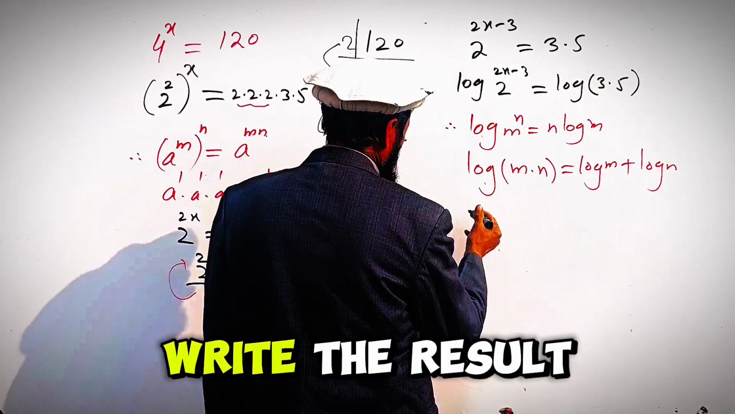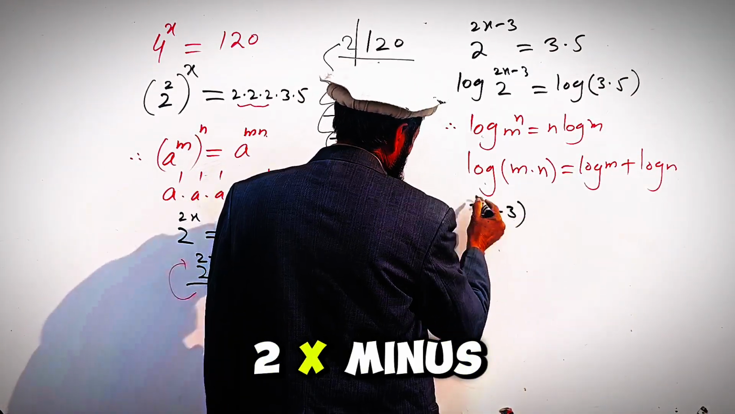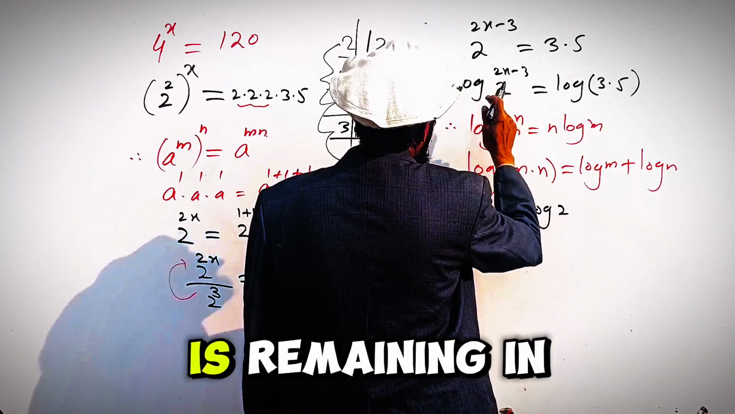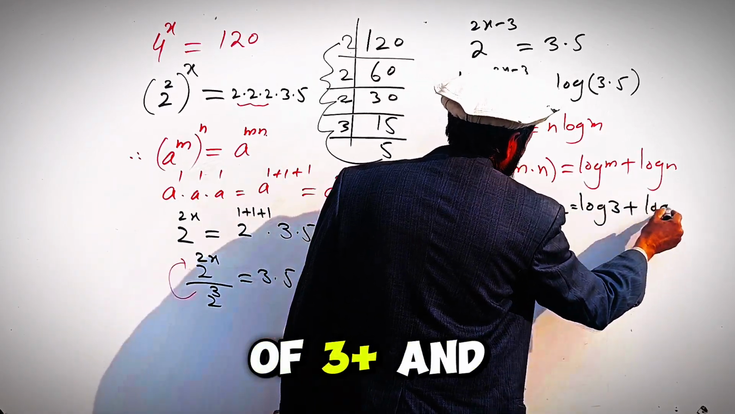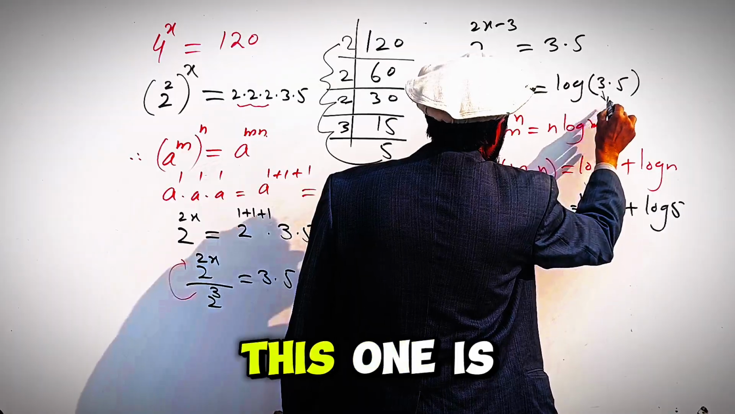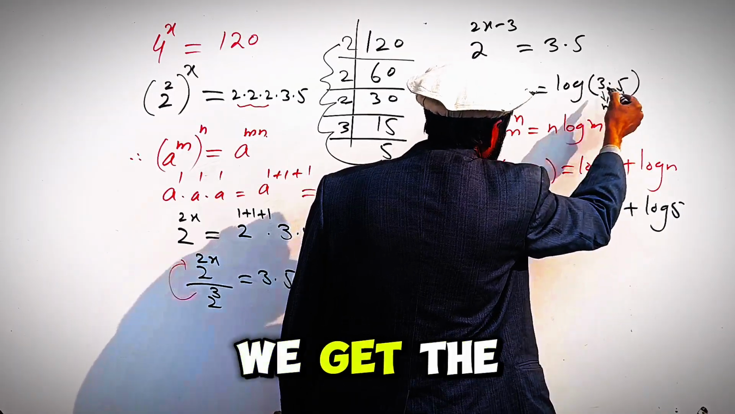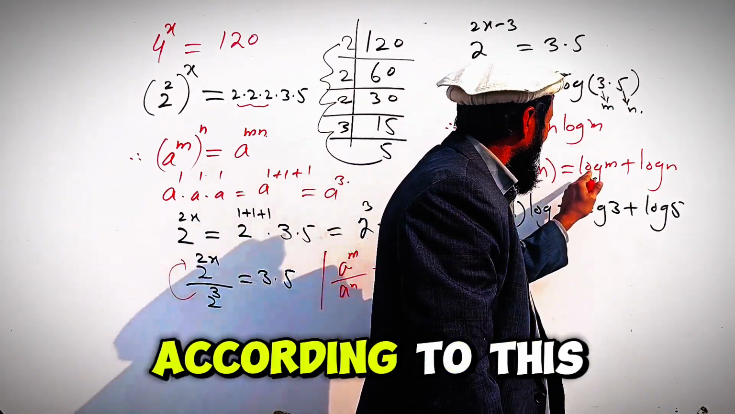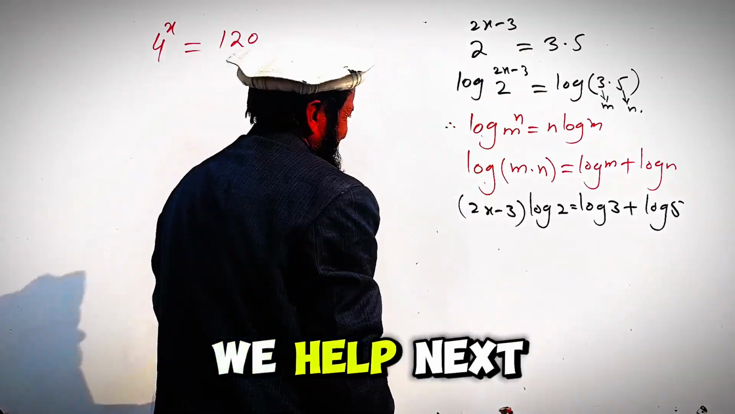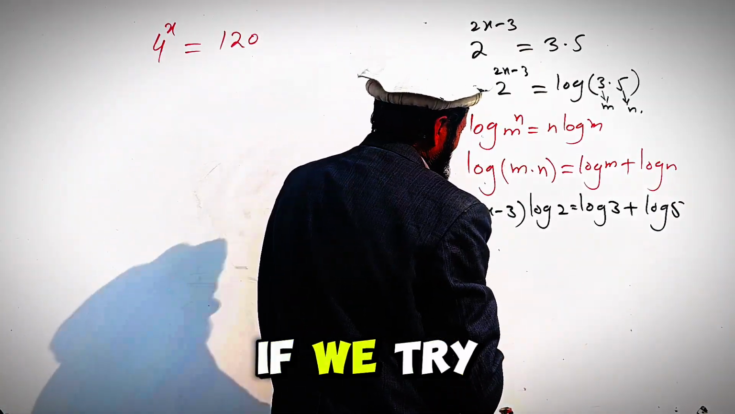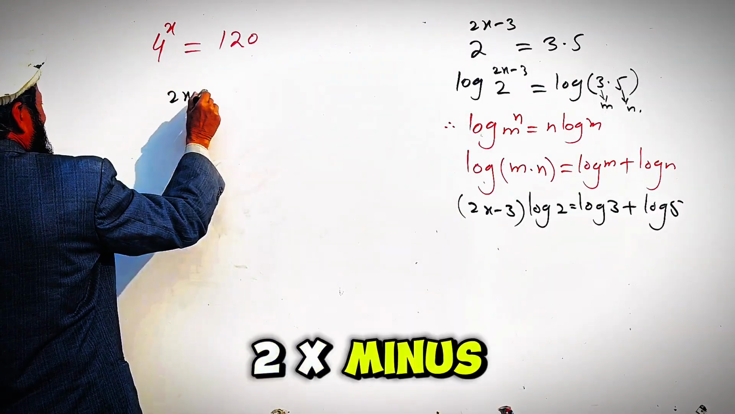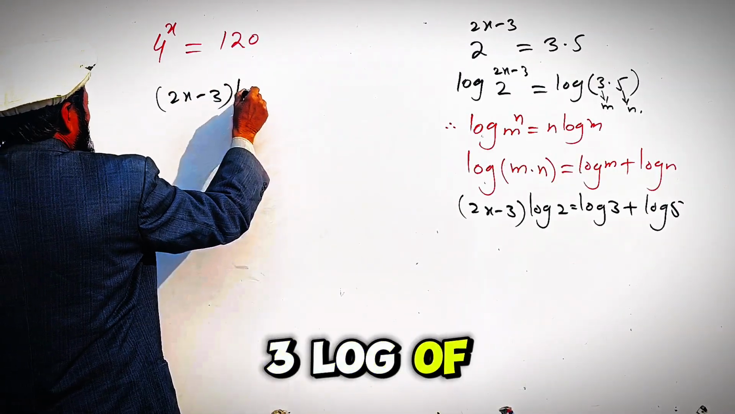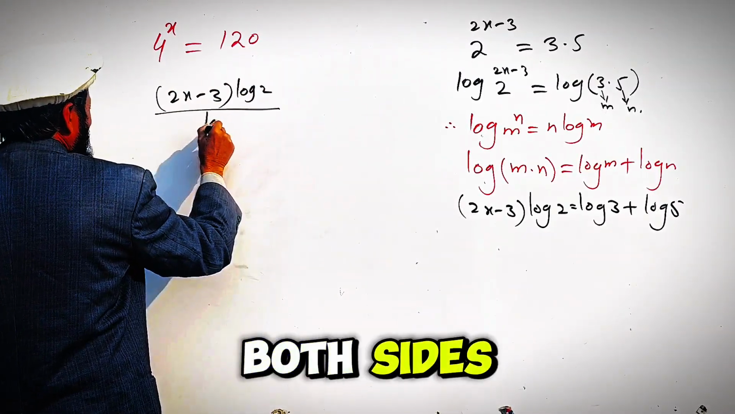So we can write the result: 2x minus 3 times log of 2 is remaining here, and this is equal to log of 3 plus log of 5. Here we consider this one as m and this as n, and we get the formula log of mn. According to this formula, next we try to finish this: we divide both sides by log of 2.